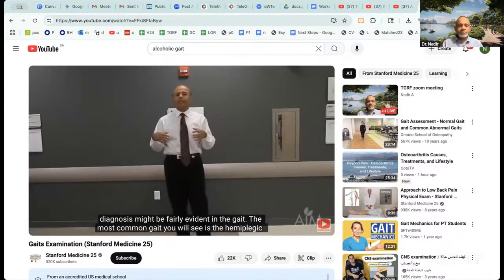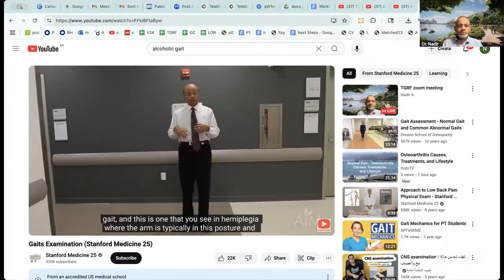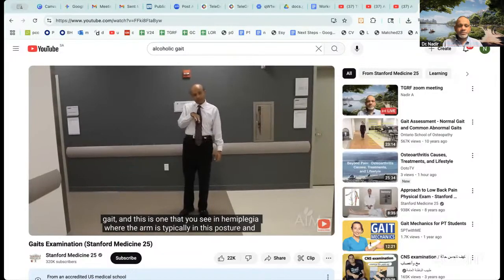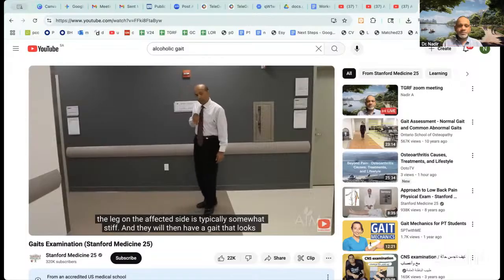The most common gait you'll see is the hemiplegic gait. And this is one that you see in hemiplegia, where the arm is typically in this posture and the leg on the affected side is typically somewhat stiff. And they will then have a gait that looks something like this.